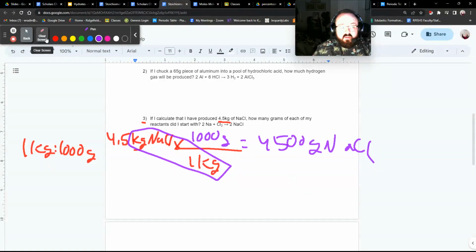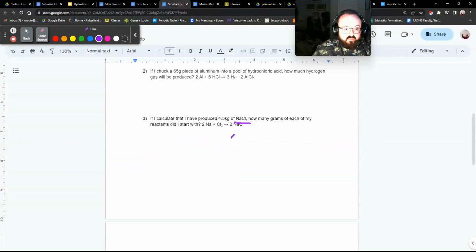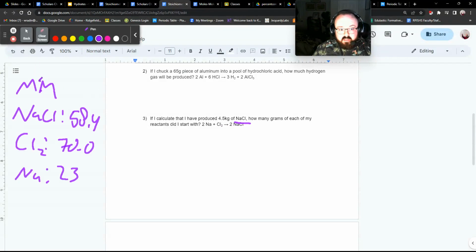But here's something. Guess what? I'm going to include this calculation in my stoichiometry. So we got to find our molar masses. So let me do that real quick. I'm going to write that up. So here's my molar masses off here to the side. Anytime you're doing stoichiometry, you need molar masses.